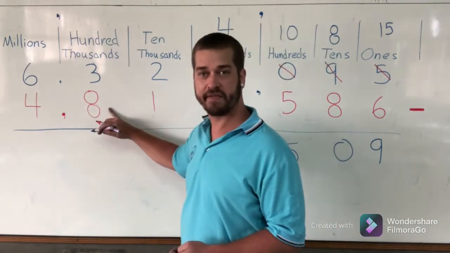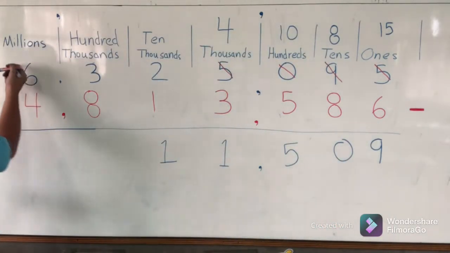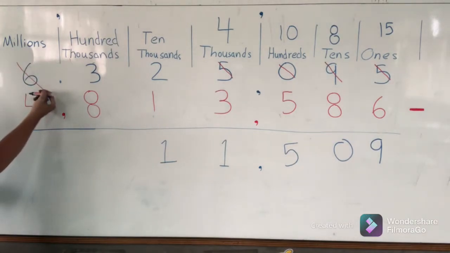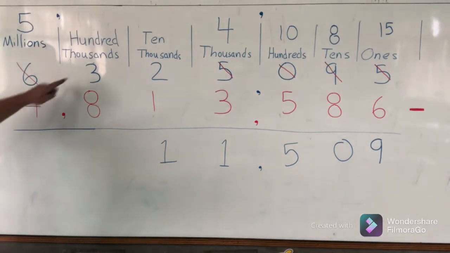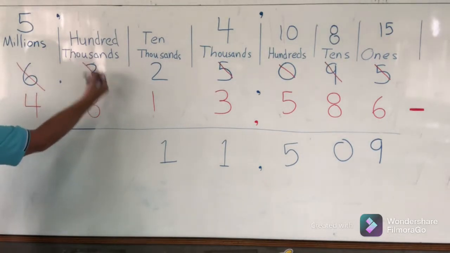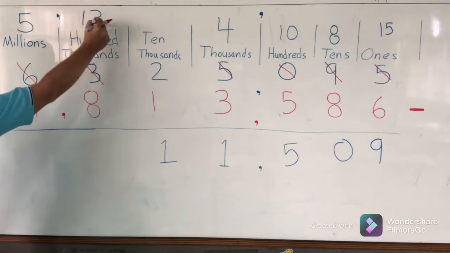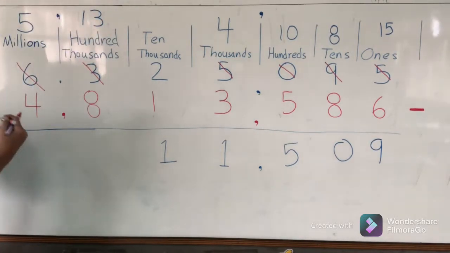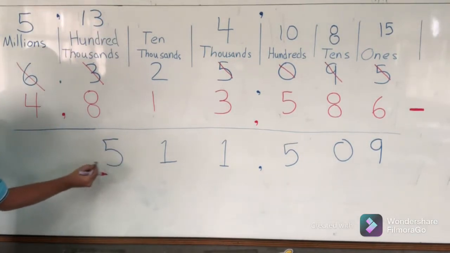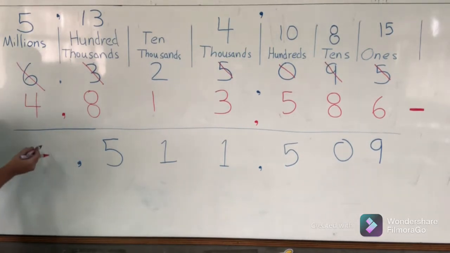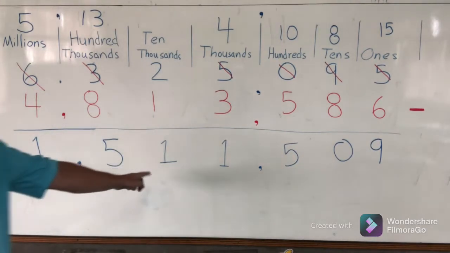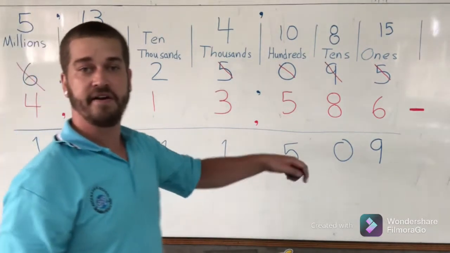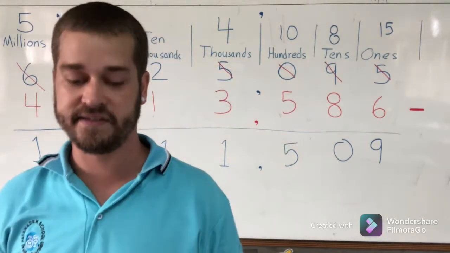Uh-oh, can we subtract? No, we're gonna need to borrow one of our millions. So this is no longer a 6, it's going to be a 5. And this is no longer a 3, it's going to be a 13, okay? 13 minus 8 is just 5. Don't forget your comma. And then 5 minus 4 is 1. We're left with 1,511,509. That's the final answer.